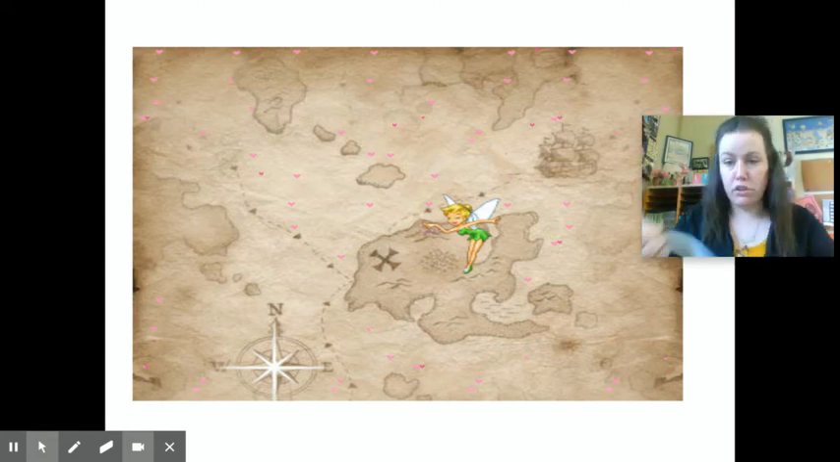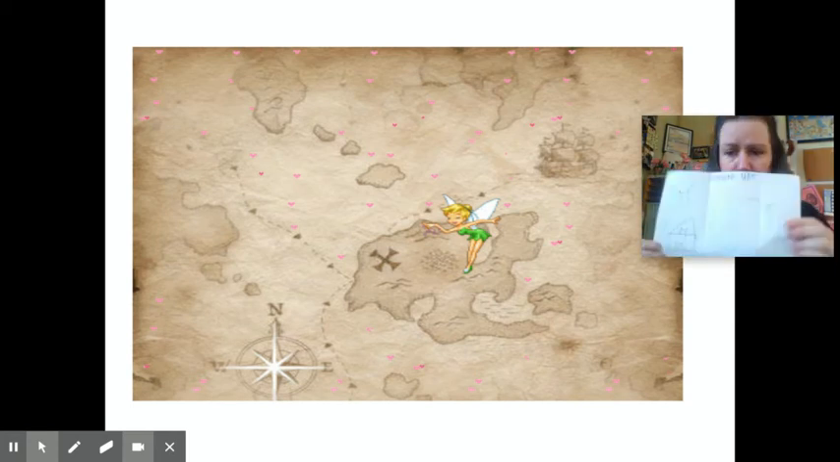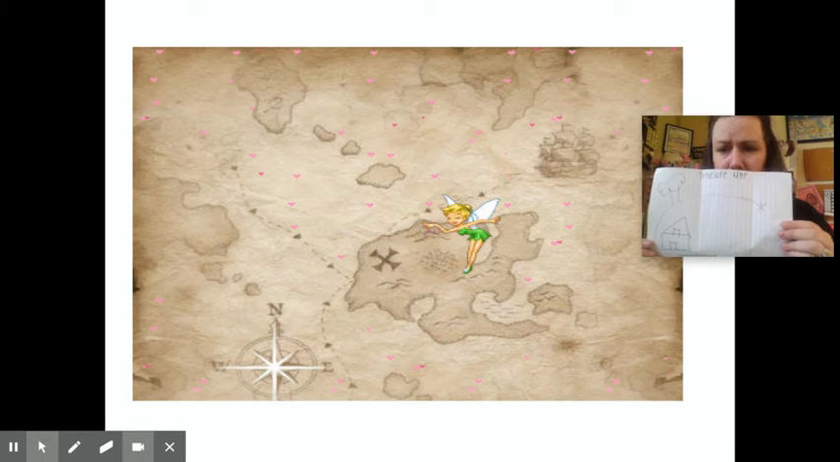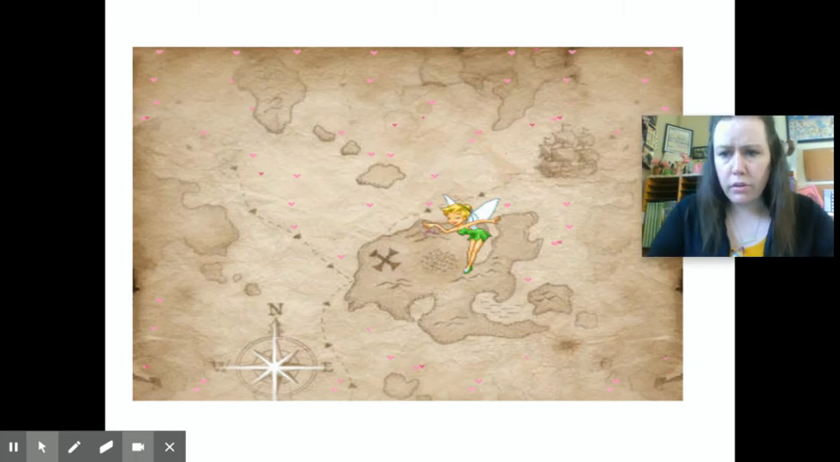Hey guys, Mrs. Adamson here. Today we are going to explore maps a little bit more. And as you could tell, I really don't know how to read a map just yet. So my pirate friend wanted to get to the treasure, but they have no clue how to read this map. So we are going to learn how to read a map, and the different parts of a map is what we're going to explore today.